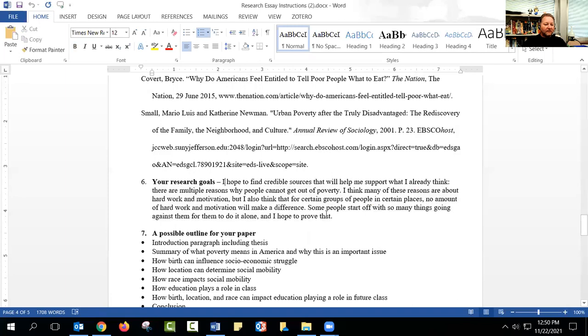And so I wrote this. I hope to find credible sources that will help me support what I already think. There are multiple reasons why people cannot get out of poverty. I think many of these reasons are about hard work and motivation, but I also think that for certain groups of people in certain places, no amount of hard work and motivation will make a difference. Some people start off with so many things going against them that they cannot do it alone, and I hope to prove that. So this is what I'm going to spend time doing more and more research on.